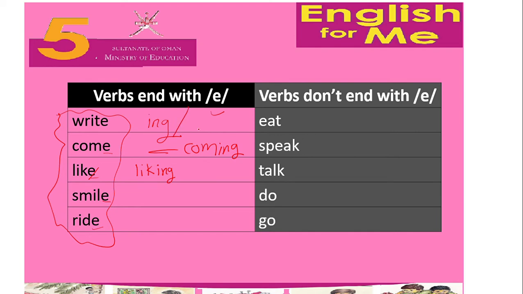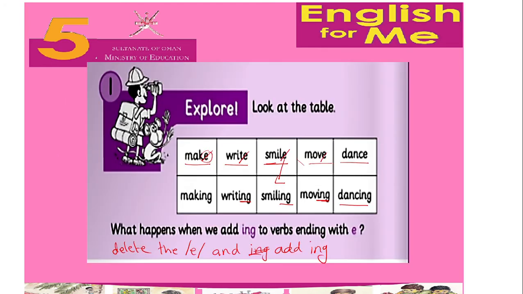The same with writing. Right? I will not write the e. I will add directly ing. Let us look here, smile. I will write like that, smiling. I deleted the e. And also riding, and I deleted the e and I added the ing.